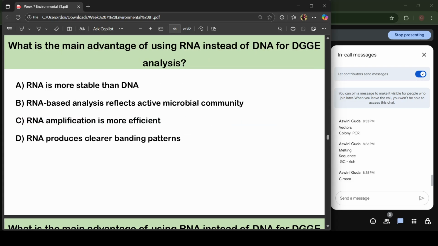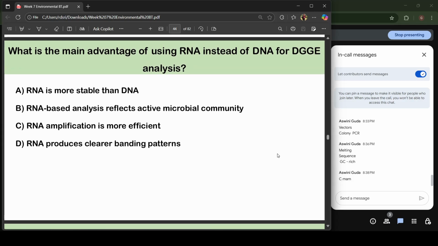So next question is, what is the main advantage of using RNA instead of DNA for DGGE analysis? This also we have discussed.